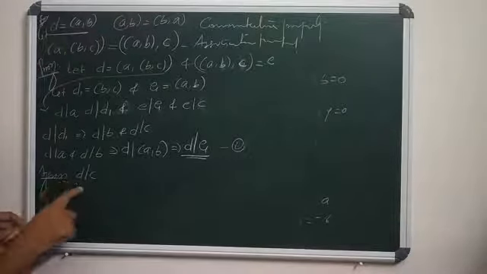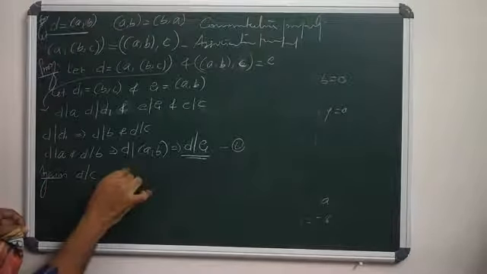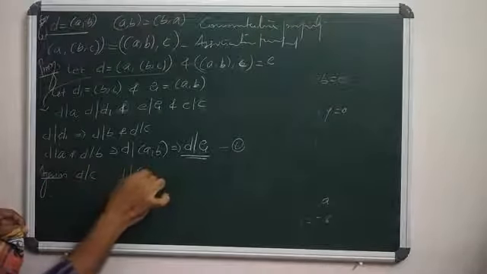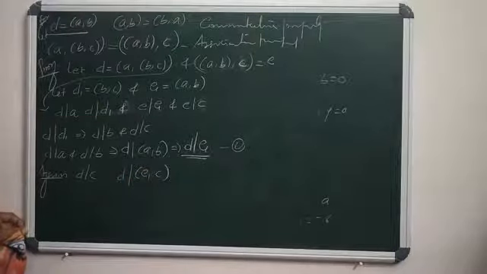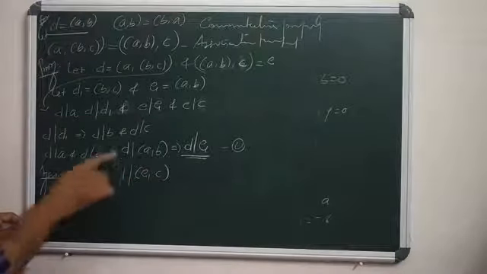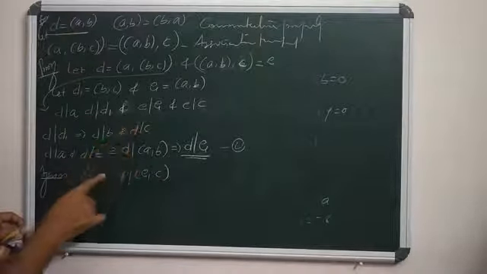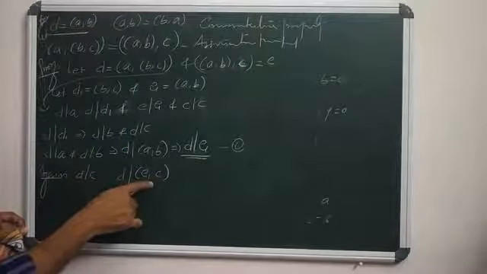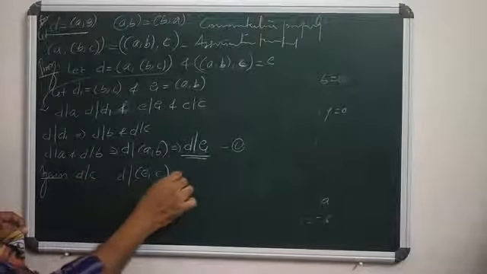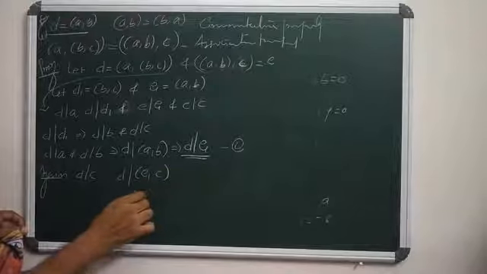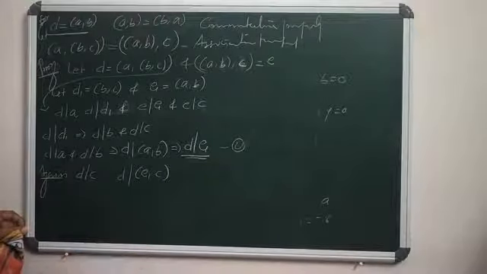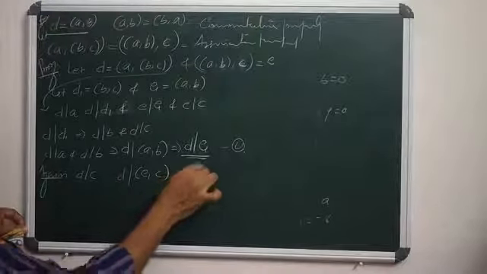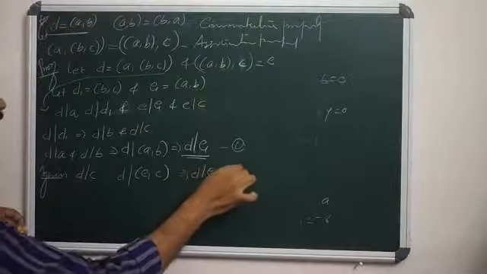Further, D divides C. Therefore D divides both E1 and C, that is, the GCD of E1 and C. Why? Because D divides E1 and D divides C. That means D divides E itself. That implies D divides E. Now it is true.